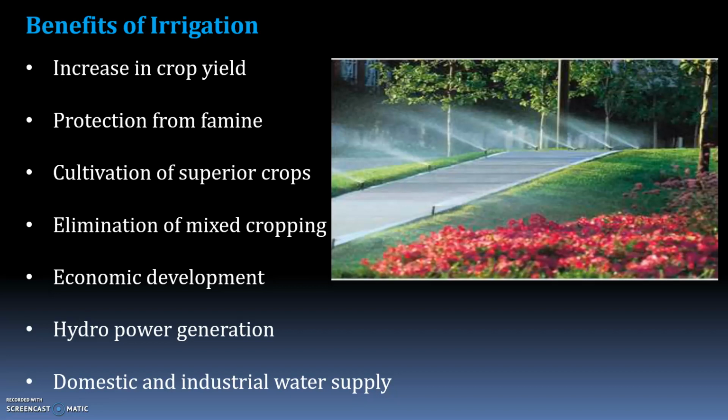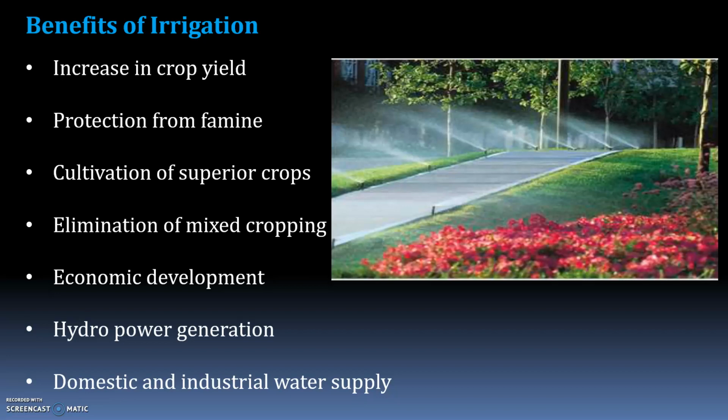Next one is the cultivation of cash crops. Irrigation makes it possible to grow cash crops such as sugarcane and indigo, tobacco, cotton, etc. These are the cash crops. So only irrigation makes it possible.